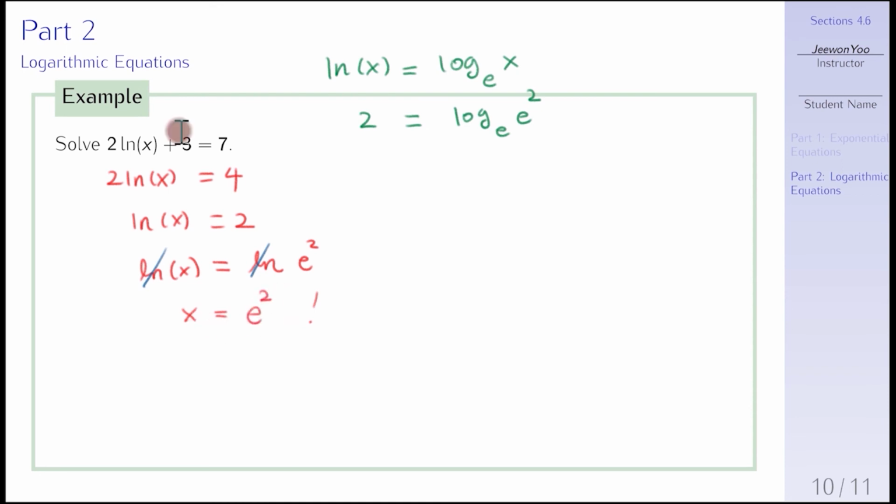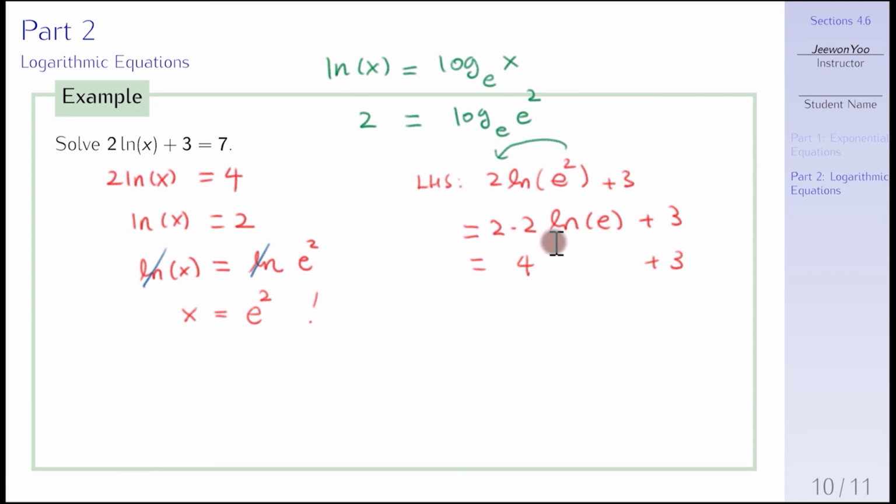If you check the left-hand side, you can bring the 2 to the front. So you get 2 times 2 natural log of e plus 3. But 2 times 2 is 4. But what is natural log of e, everyone? Natural log of e is 1. So 4 times 1 plus 3 is 7, which is the right-hand side. Therefore, x equals e squared is the correct answer. Let's move on to the last example.